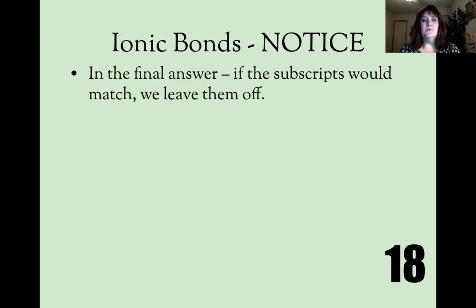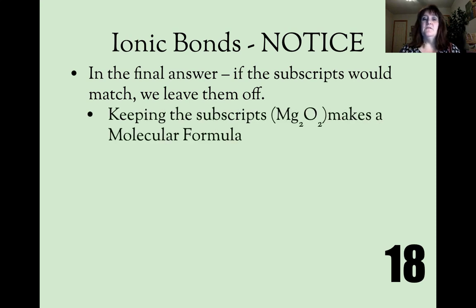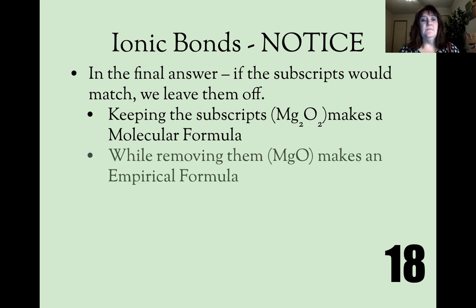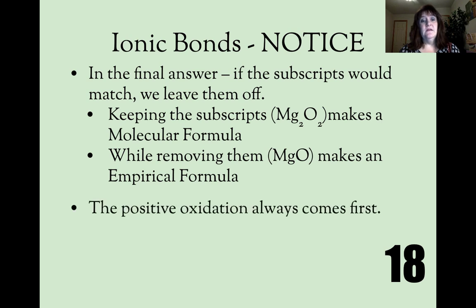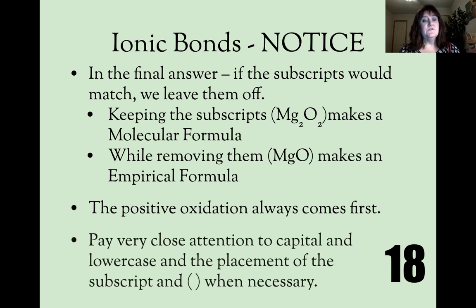Now this is really important. In the final answer, if the subscripts match, we leave them off. However, if we keep the subscripts, like Mg2O2, where they match, we make a molecular formula. But if we take them off, it's called an empirical formula. Notice that in ionic bonds, the positive oxidation always comes first, and you have to pay very, very close attention to capitalization, lowercase, placement of the subscripts, and parentheses whenever necessary.